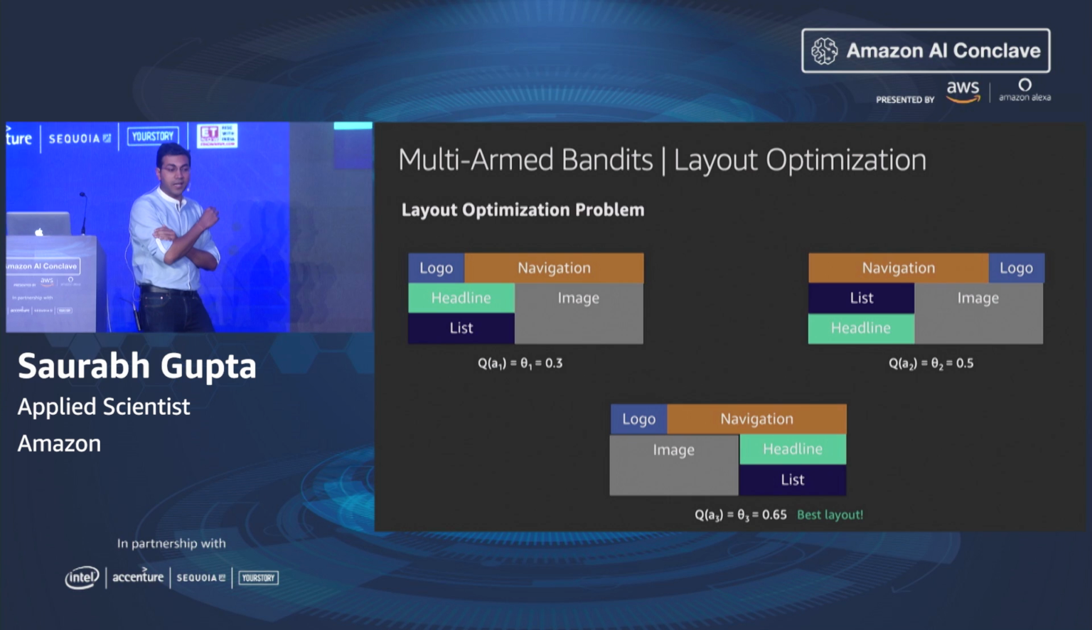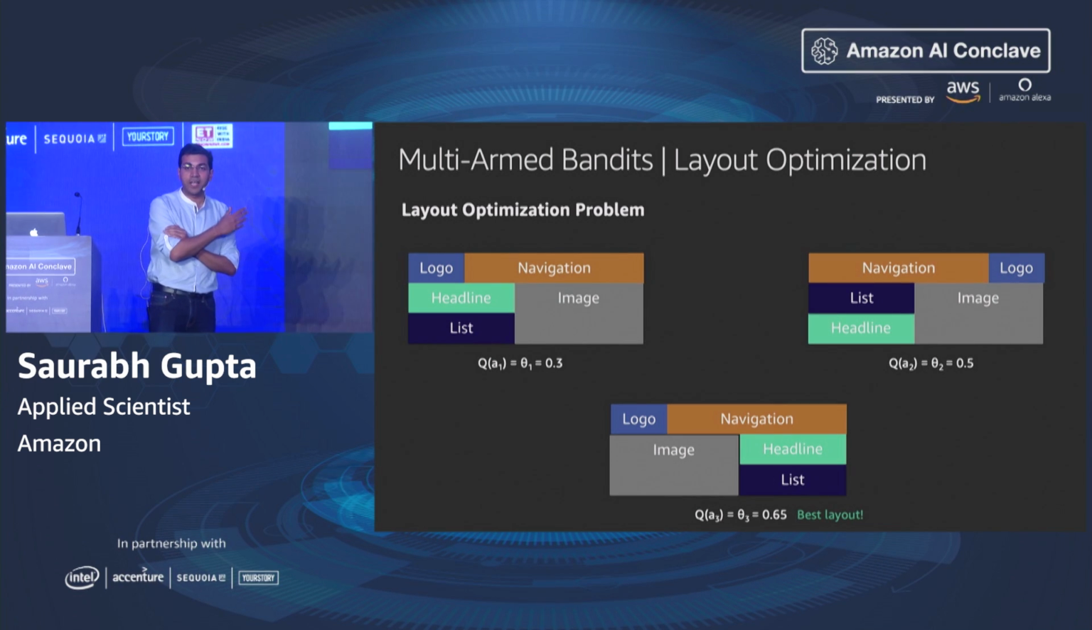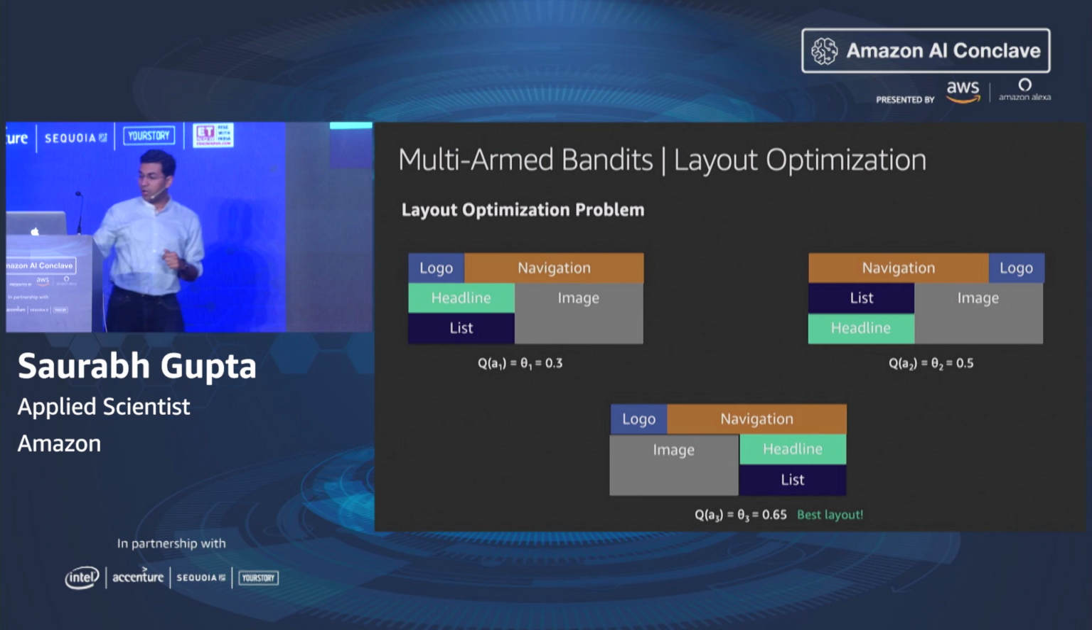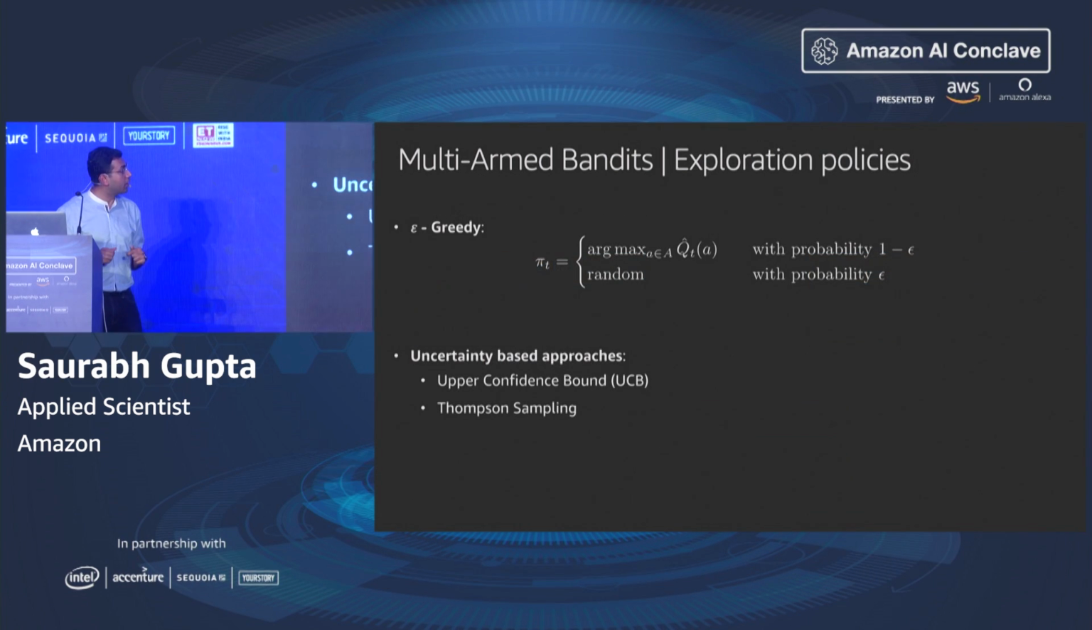What that means is that 30% of the times users will like this layout, and 70% of times they will dislike it. So if we take action 1, then it will produce a reward of 1 with 0.3 probability. And similarly, we have Q of A2 equal to 0.5, like 50% success rate, and then A3 is 0.65, which is a 65% success rate. So let's see how bandits solve this problem.